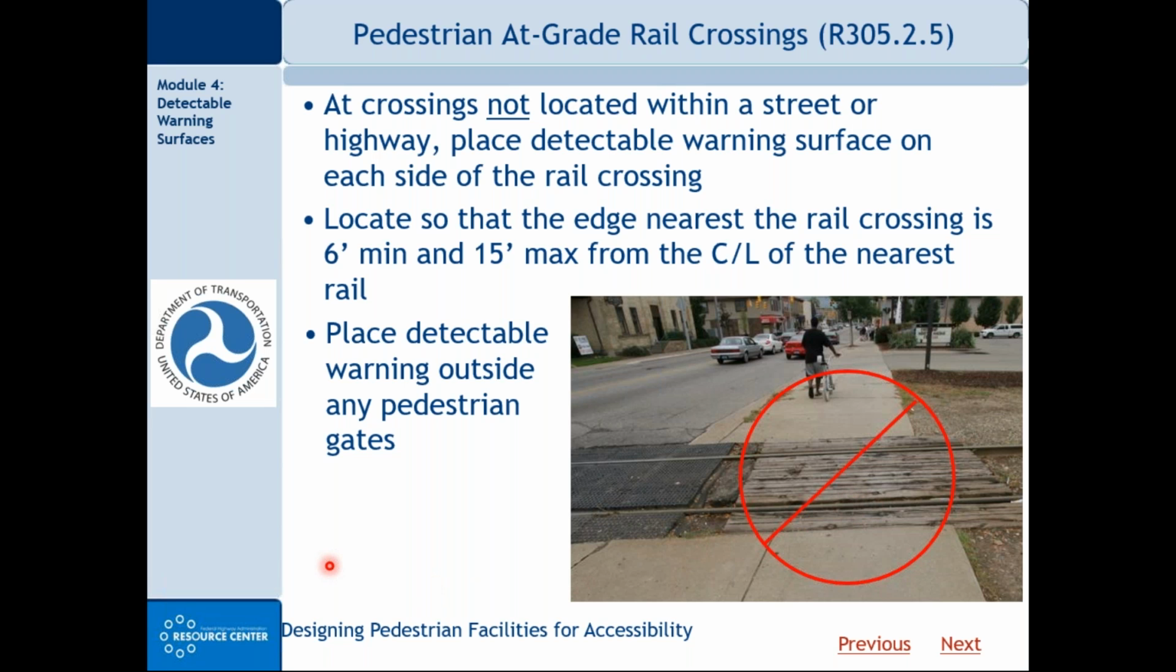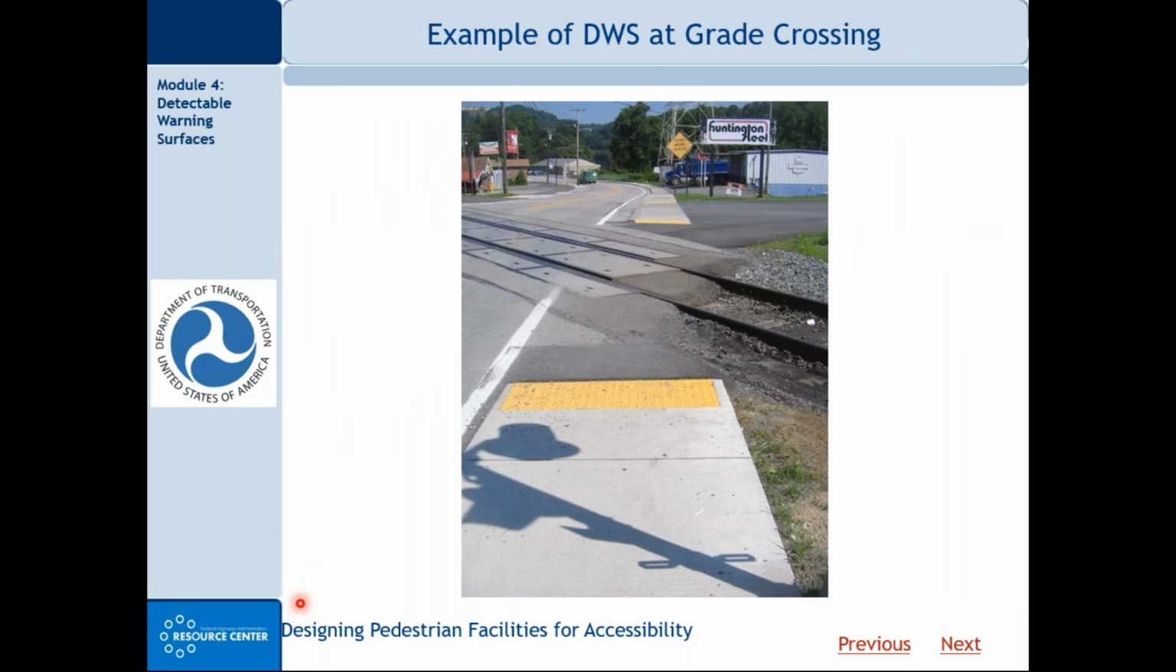And that may very well place the detectable warning on railroad right-of-way, in which case public works crews don't have the authority to install those. So the public agency may want to write to the railroad advising them of their responsibility to install those detectable warnings.